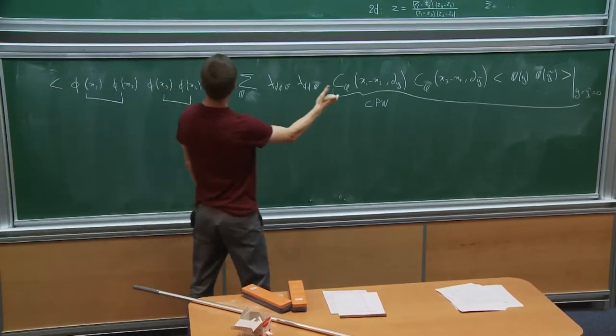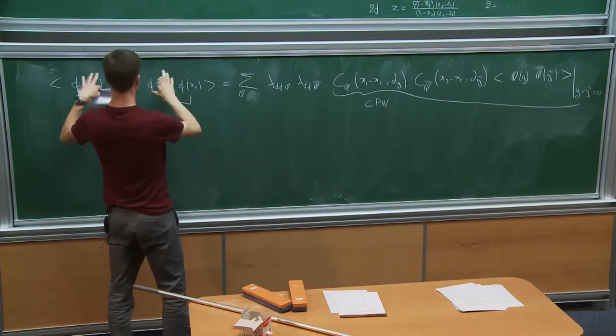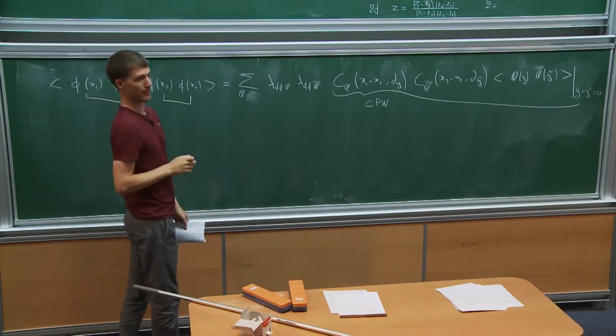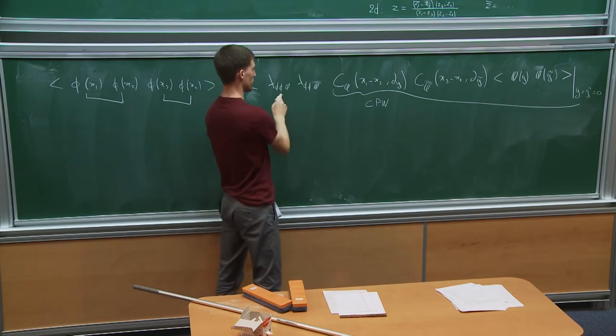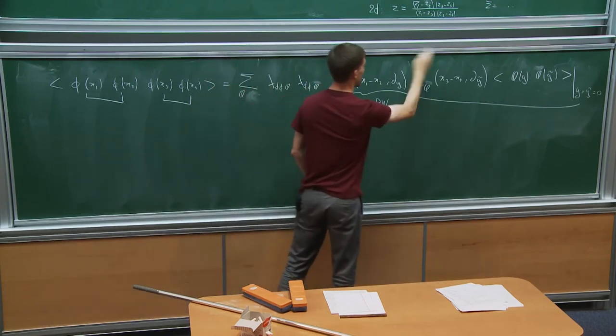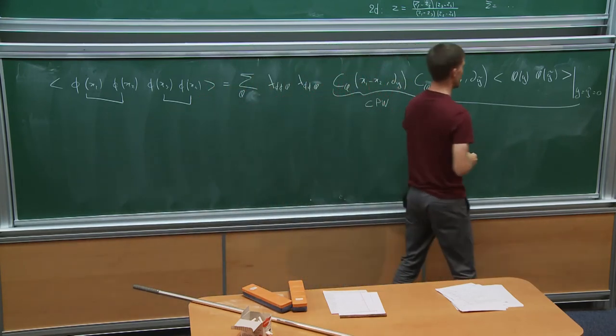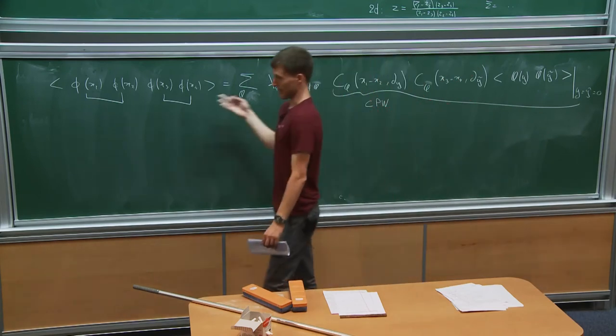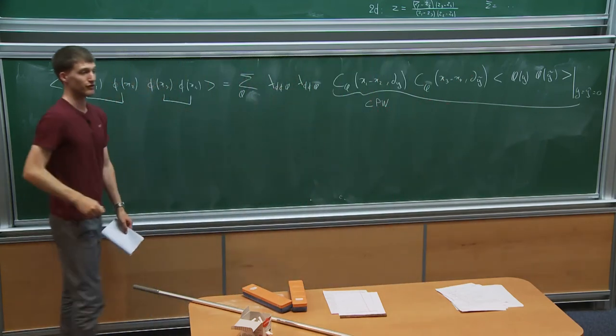So now I achieved what I promised you. I have computed the four-point function in terms of information that I do know. I do know the three-point couplings. This thing is completely determined by conformal invariance. So indeed, I can compute a four-point function in terms of information I know.